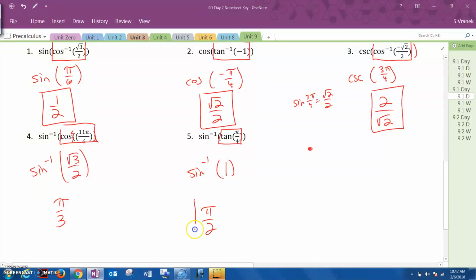And that's that. So those are our answers. This one ended up giving us angles. These three ended up giving us trig values, trig ratios that we were dealing with last chapter.